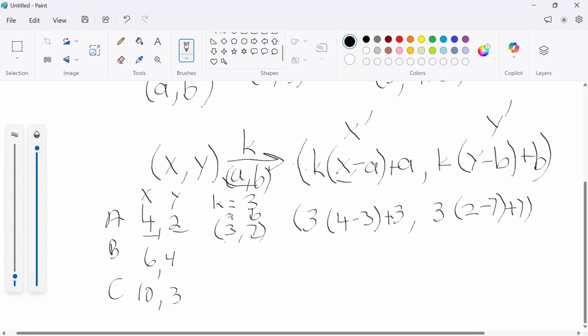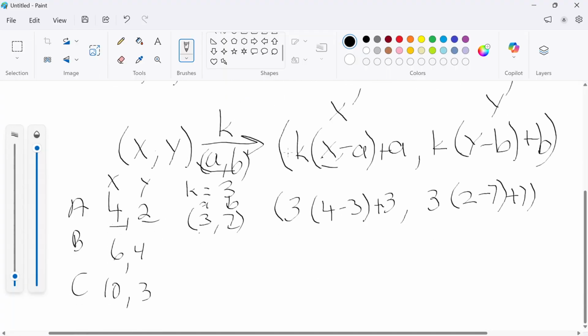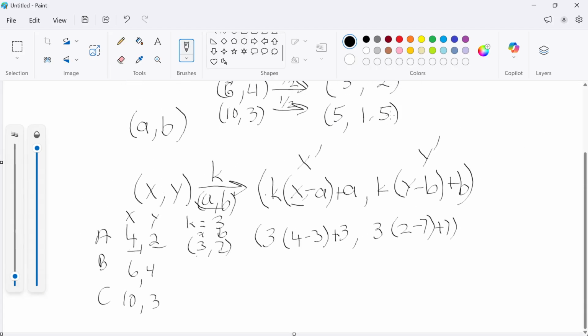And I'm going to need more room. I always need more room. So I can write the answer to these things somehow. I guess I'll just make it bigger like that. And this is going to be 4 minus 3 is 1. 3 times 1 is 3. 3 plus 3 is 6. And then this is 2 minus 7 is negative 5. 3 times negative 5 is negative 15. That should be a 7. Negative 15 plus 7 is negative 8.